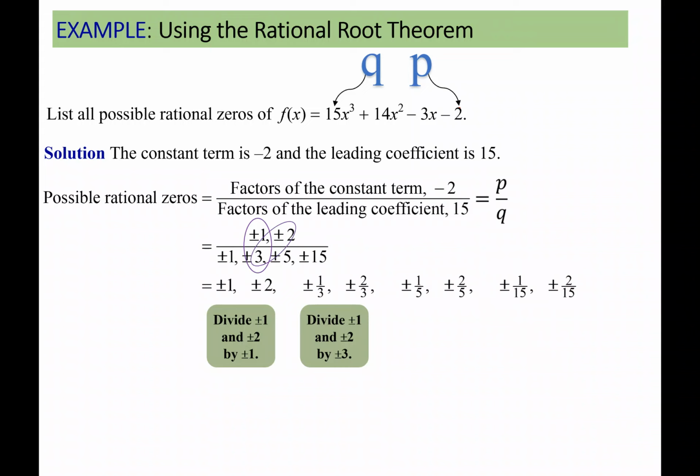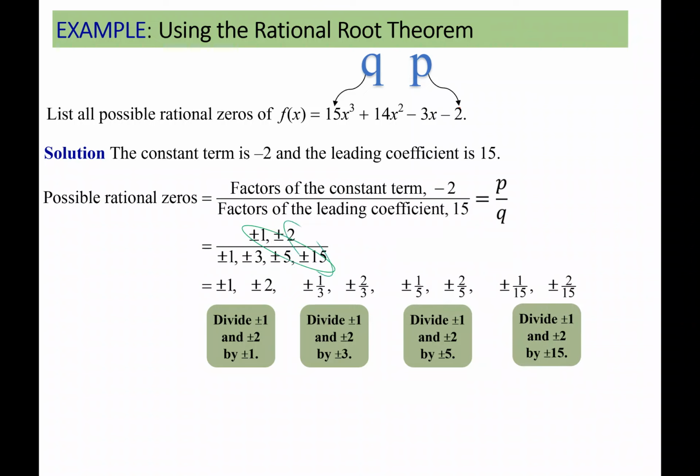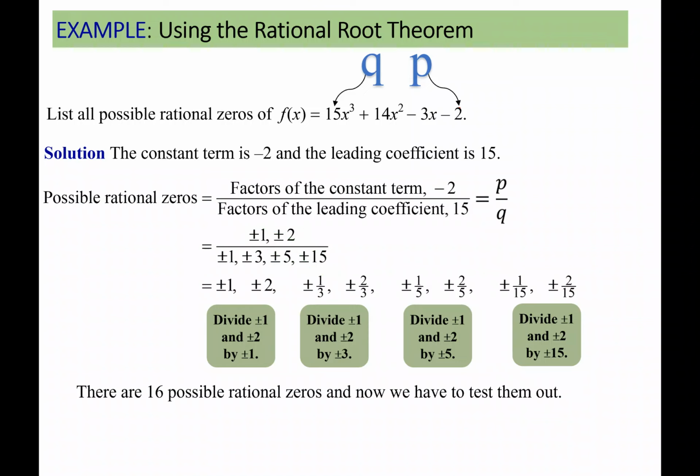Then I'm going to divide them both by the 3. That gave me the 1/3 and the 2/3. Then I'm going to divide both by 5 and then both by 15. So this one has 16 possible zeros, and we would have to test all of them out.